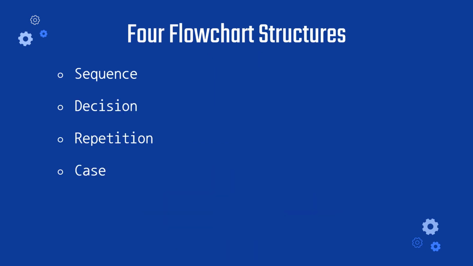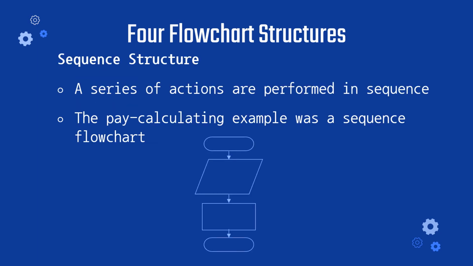So, meron po kasi tayong 4 na flowchart structure. Number 1 po is yung sequence. Number 2 is the decision. Number 3, repetition. And number 4 is case. Itong sequence structure, ito po yung pinakasimple. Walang decision na nakalagay. So, more on input, output, at process lang po yung pinakalaman niya.